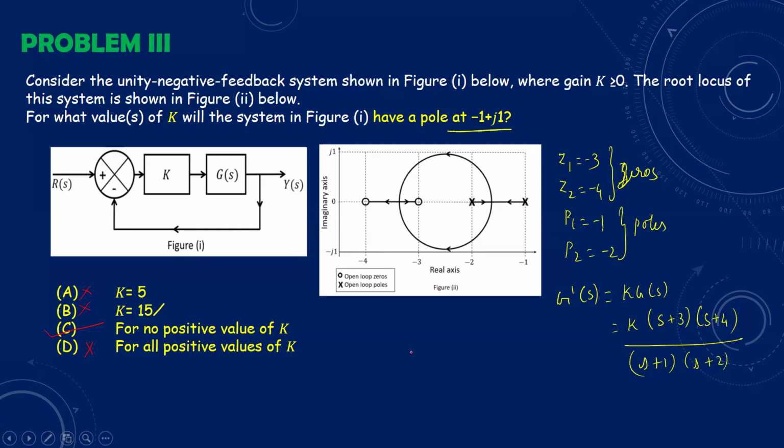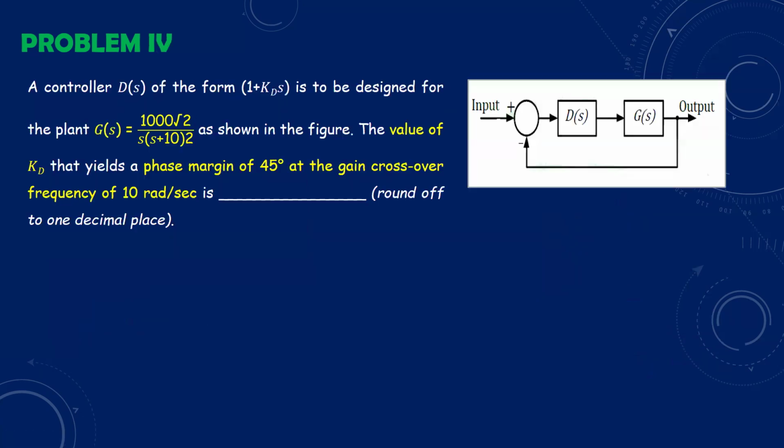Okay. Let me move to the next problem. This problem is taken from the derivative controller. A controller D of S is of the form 1 plus KDS is to be designed for the plant G of S, the system function is given. The value of KD that yields a phase margin of 45 degree at the gain crossover frequency of 10 radian per second. Now, so this is controller function D of S and G of S is given.